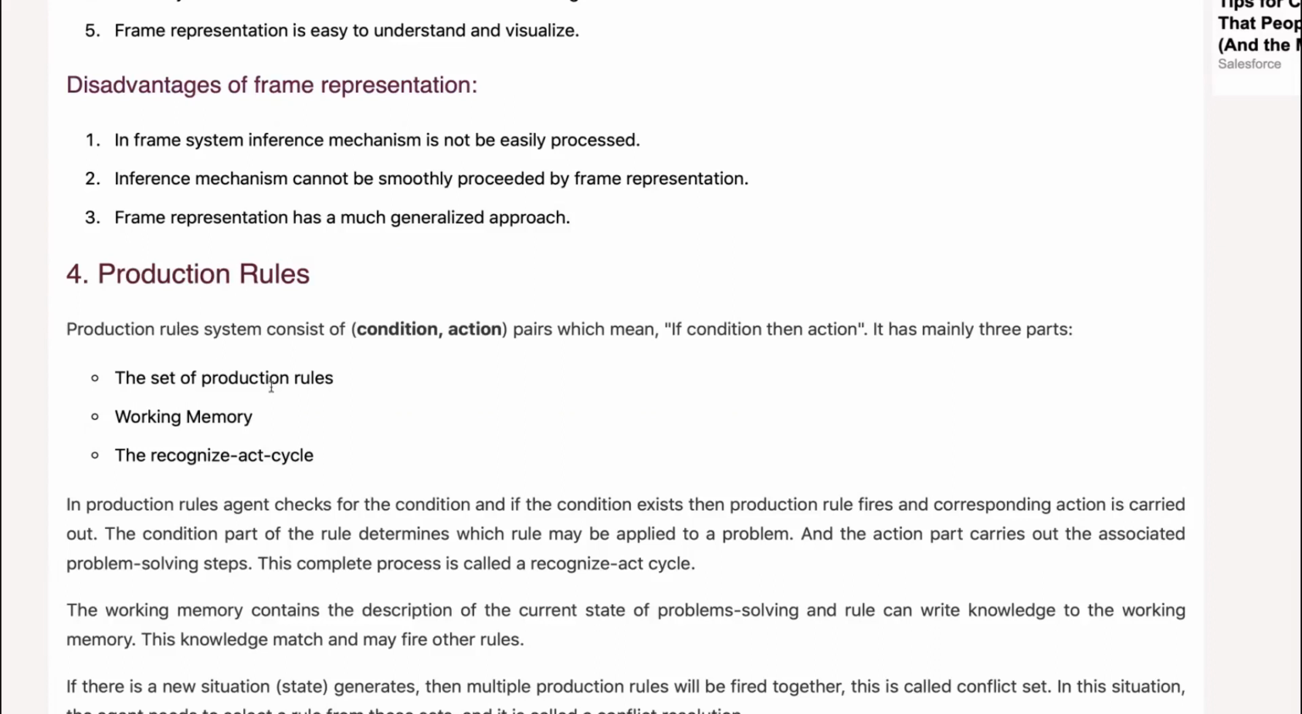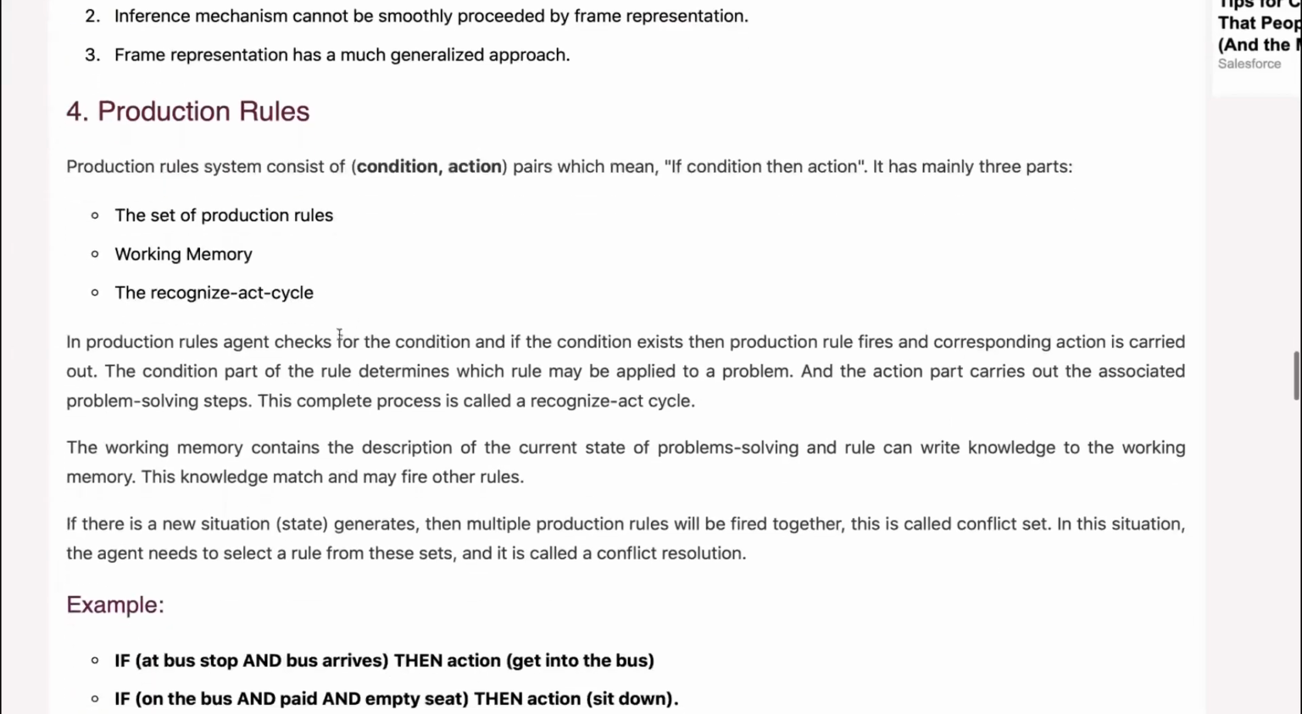In the module it's mentioned as rule only, right? So here the production rule system consists of condition-action pairs. It's a different way of representing knowledge. Condition-action pairs mean if condition, then action. Again, class, in the module we'll have an example of a program using this. It has mainly three parts. Again, we cannot go into the details, so just think of it like that.